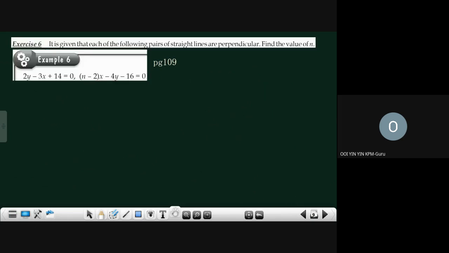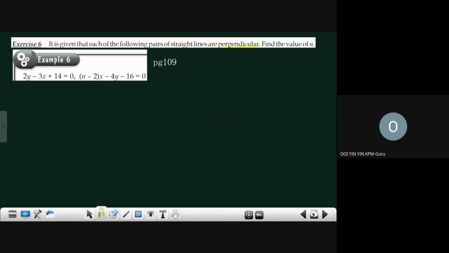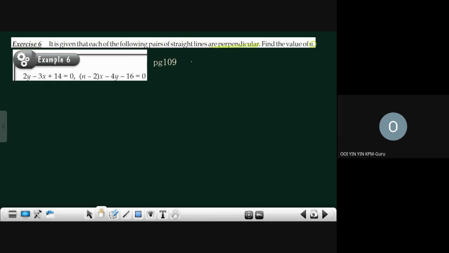Okay, so we move to the next question. It is given that each of the following pairs of lines are perpendicular. Starting from the question, they already give you that they are perpendicular, and then you find n. So it's an application. We start to use the application of the property m1 multiplied by m2 equals negative 1. I hope you remember already.